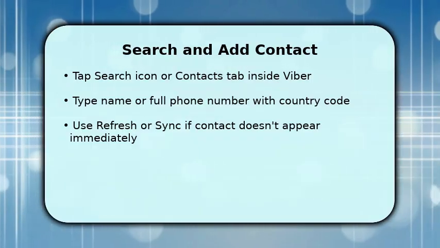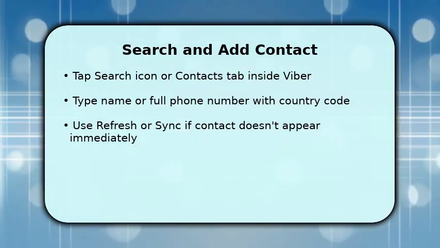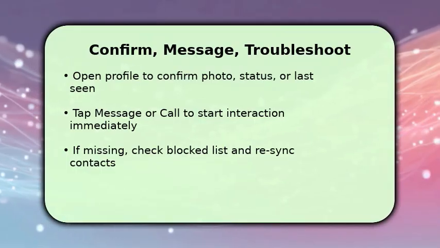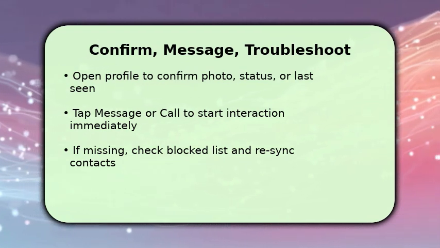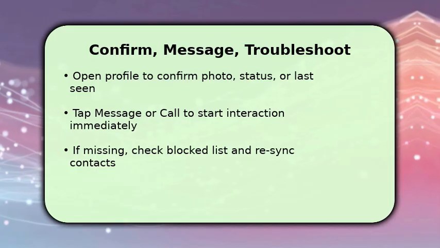When you see them, once you find the entry, open their profile to confirm identity by photo or status because names can duplicate. Then tap Message or Call to contact them. This completes the core task.